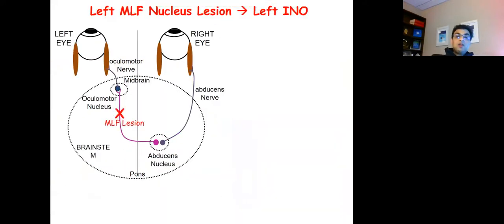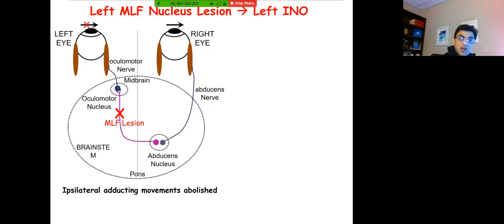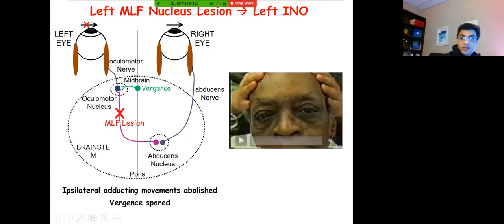Now, let's say you have a lesion in the connection between the abducens nucleus and the oculomotor nucleus. In that case, the patient will not be able to adduct the eye ipsilateral to the MLF lesion, but will be able to abduct the eye on the opposite side. When we ask that patient to do vergence, that will be intact. So here is an example of a patient with internuclear ophthalmoplegia.